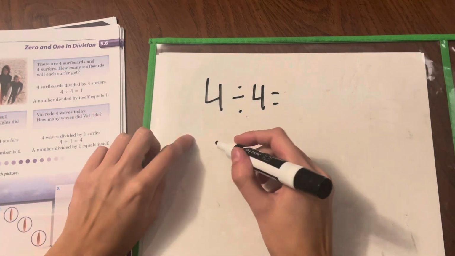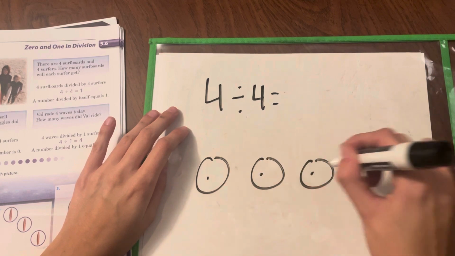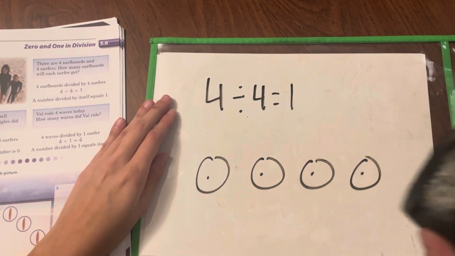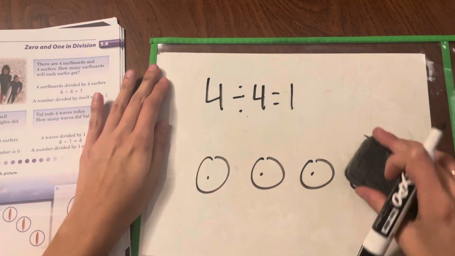If we have 4 is our big total and we're splitting it into 4 groups, 1, 2, 3, 4. There's just 1 in each one, right? Pretty simple. That is really nice and easy. And if you skip counted 4, well, you just had one finger up.